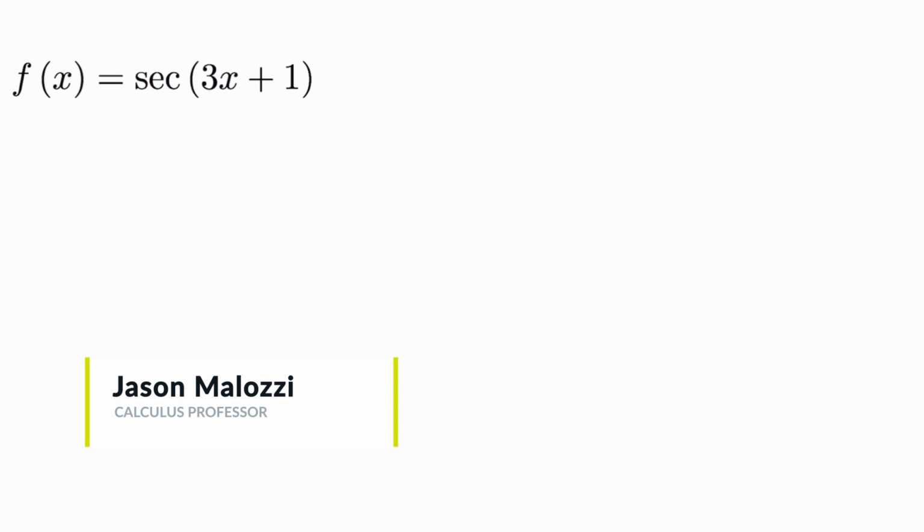What we're going to do in this video is find the derivative of a composite function where the secant function is involved. So we have f of x equals the secant of 3x plus 1, and we want to find its derivative. Now, since there's a more complicated expression inside of the secant function, this requires the chain rule.